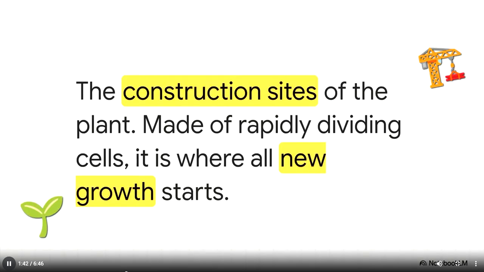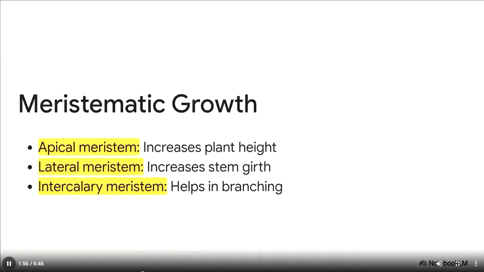Think of meristematic tissues as the 24/7 construction zones of the plant. They're just packed with cells that are dividing like crazy. All new growth, whether it's the plant getting taller, wider, or popping out new leaves, it all starts right here. And this growth isn't random at all.